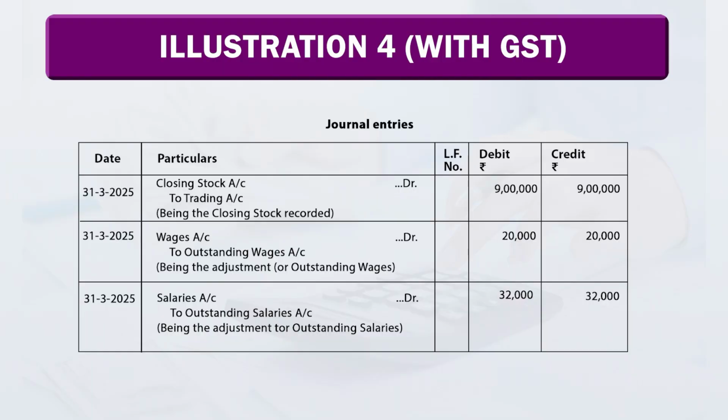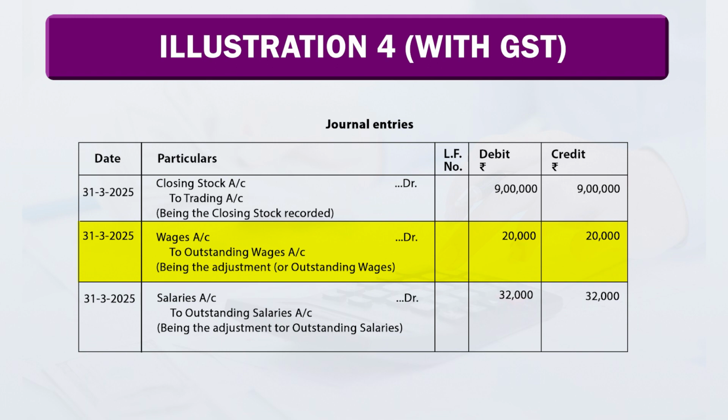Now let us have a look at our adjustments. The first adjustment is about closing stock, and closing stock is rupees 9 lakh. Generally closing stock is available from the stock register, and that is why it does not appear in our trial balance. So we have to pass the closing entry for closing stock. Closing stock will be debited by rupees 9 lakh and will be transferred to the trading account. Then the second adjustment pertains to wages. We have wages outstanding of 20,000 rupees.